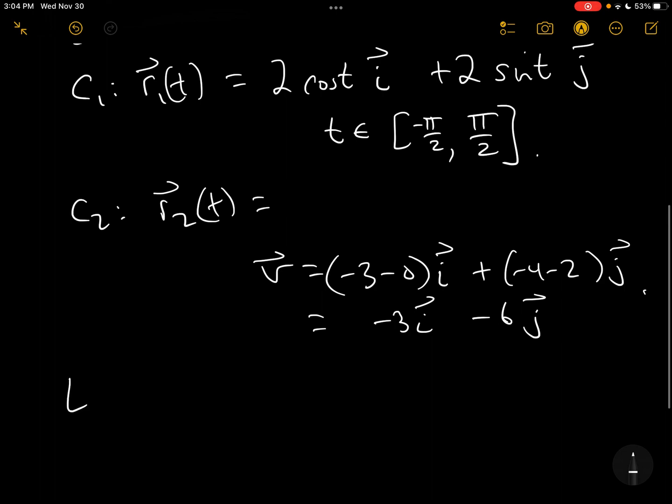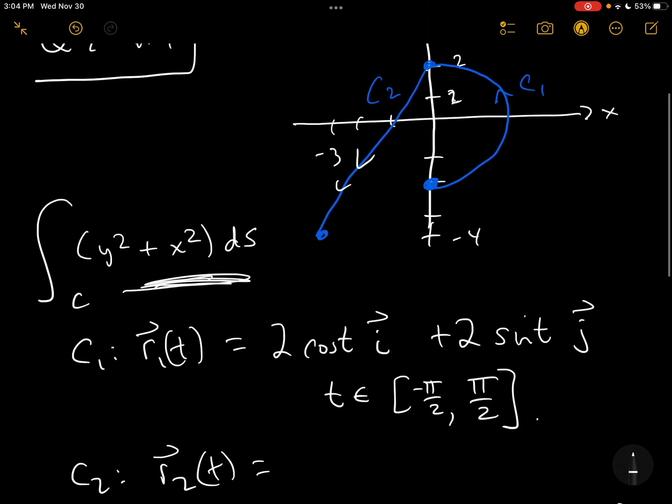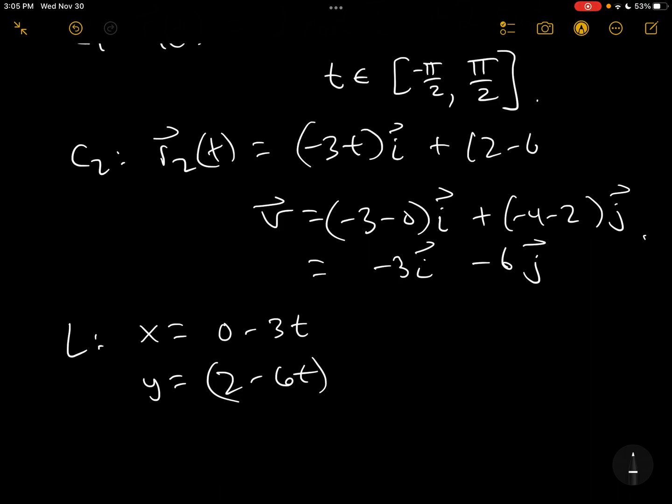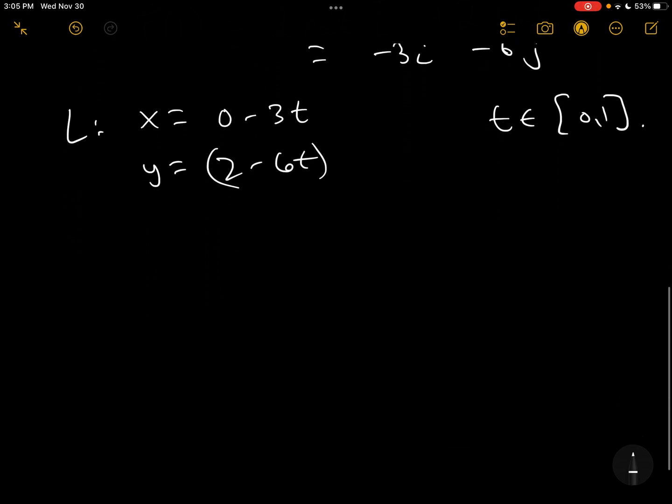Okay, so in this line equation, it's going to be what? X equals 0 minus 3t, and y equals 2 minus 6t. So plugging this into R of t, we have minus 3t i plus 2 minus 6t j, and t runs from 0 to 1. Okay. All right, so now we have our pieces.